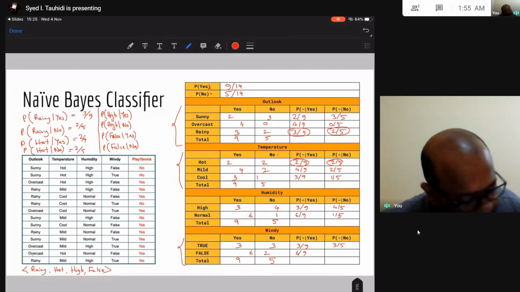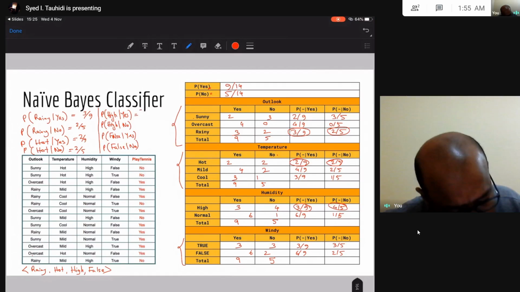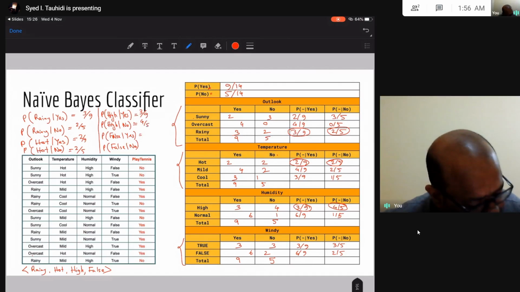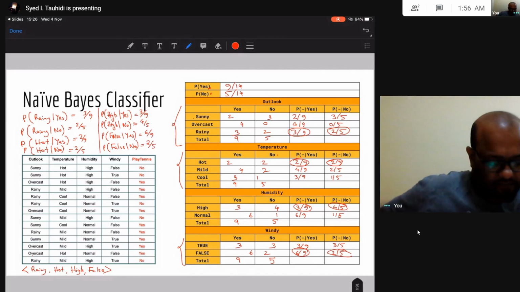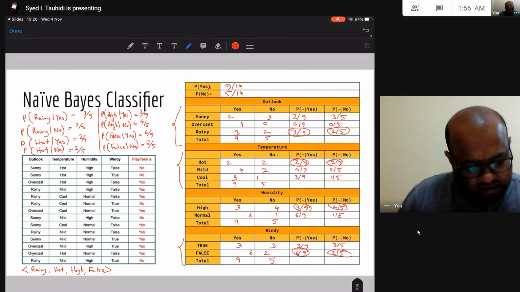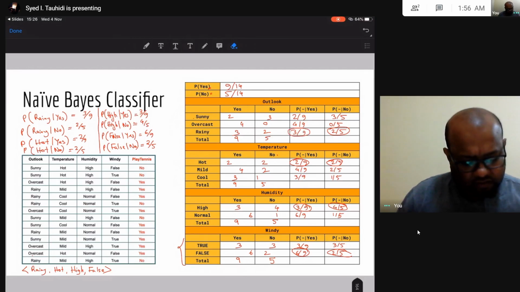Alright, so probability of high given yes is 3 by 9, probability of high given no is 4 by 5. So let's write that, 3 by 9, 4 by 5. Probability of false given yes is 6 by 9, probability of false given no is 2 by 5. This is what I have. Alright, now a few more things that we need to figure out.